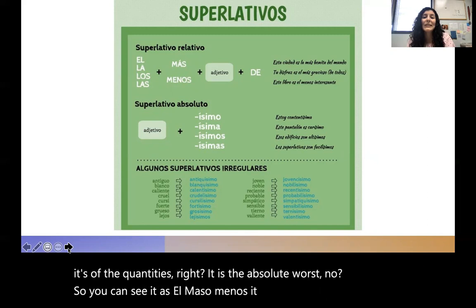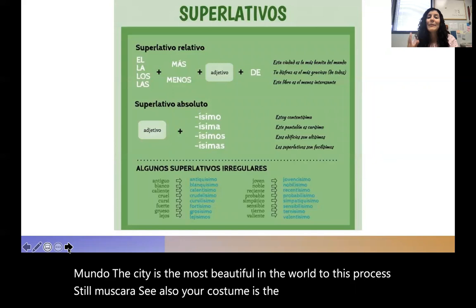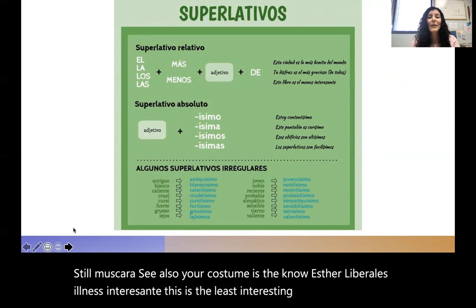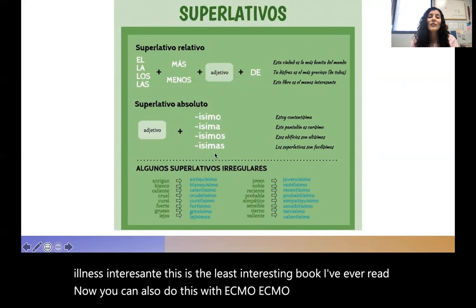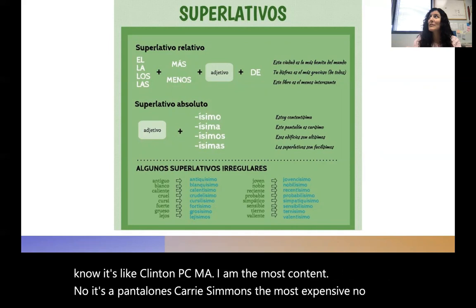Tu disfraz es el más gracioso. Your costume is the funniest. Este libro es el menos interesante. This is the least interesting book I've ever read. You can also do this with ísimo, ísima, ísimos o ísimas. Estoy contentísima. I am the most content. Este pantalón es carísimo. It's the most expensive. Estos edificios son altísimos. They are the most tall or the tallest.